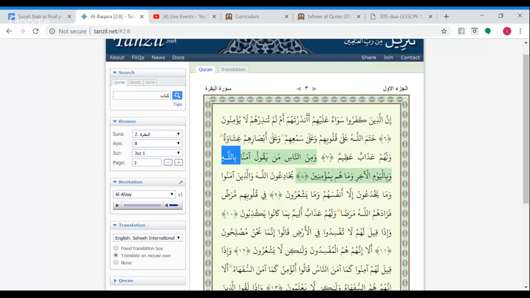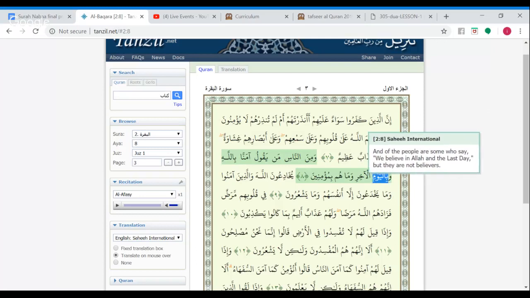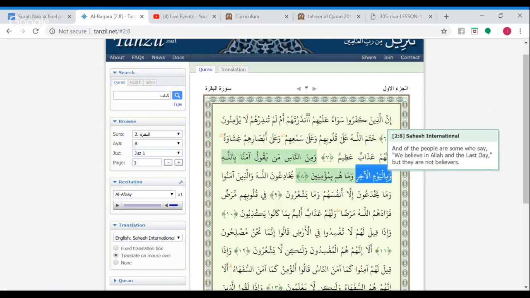Wa bil yawmi. Wa is a connector wow. It is not a harf of jar. Don't get confused. It is a connector wow, not a harf of jar. Now, just focus on the bil yawmi. In the day. Now B is starting. It is starting with the B, that is the harf of jar, and because of that B, the meem, that is the last letter of the yaum, is carrying the kasra. Bil yaumi. Okay. Al akhiri. Bil yaum al akhiri.